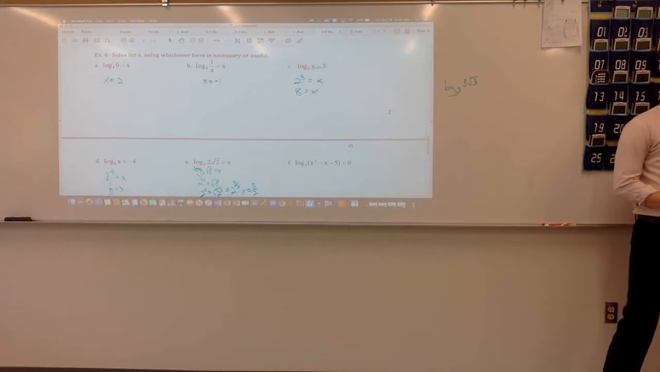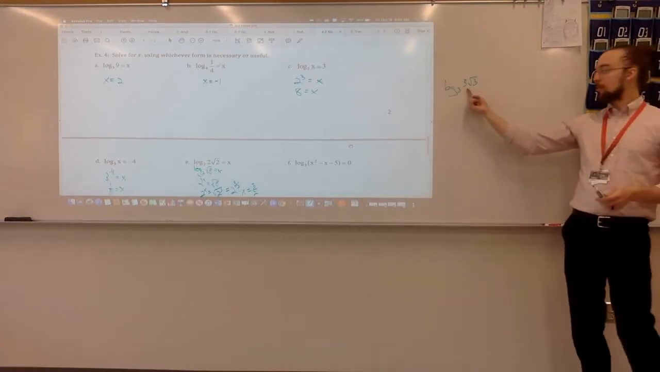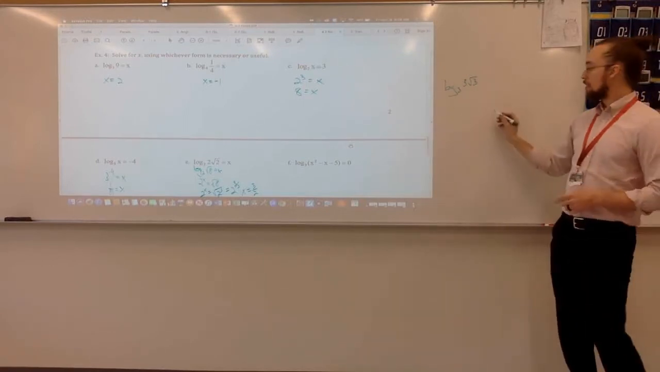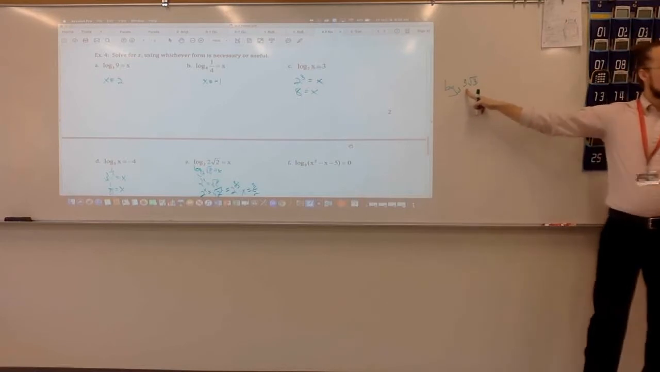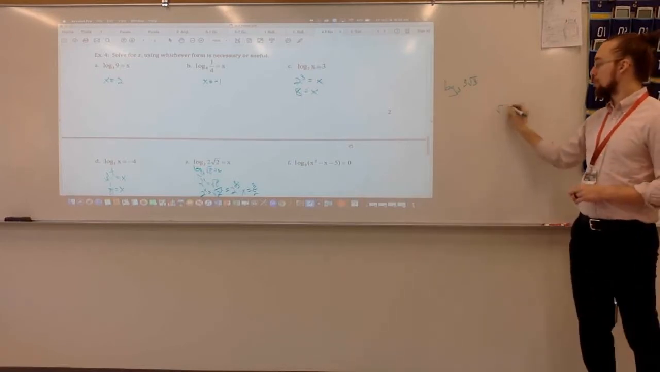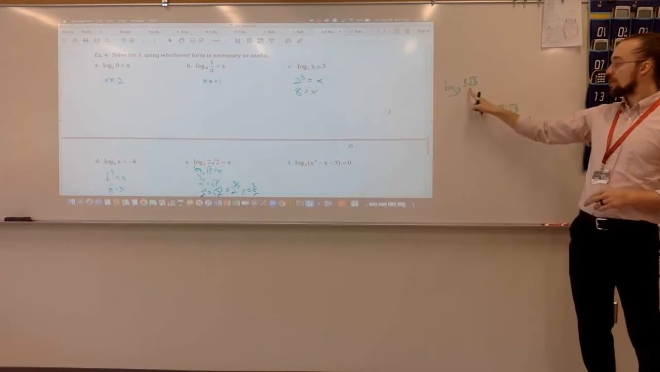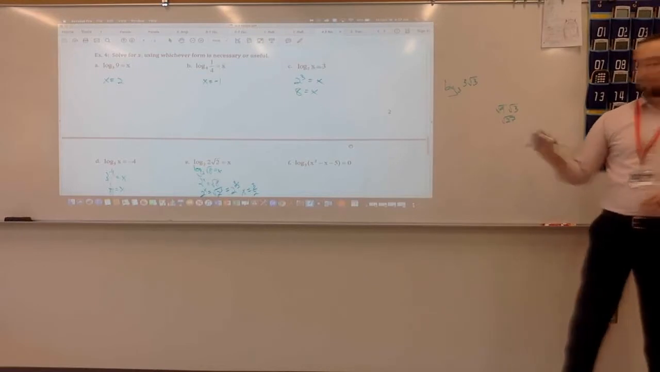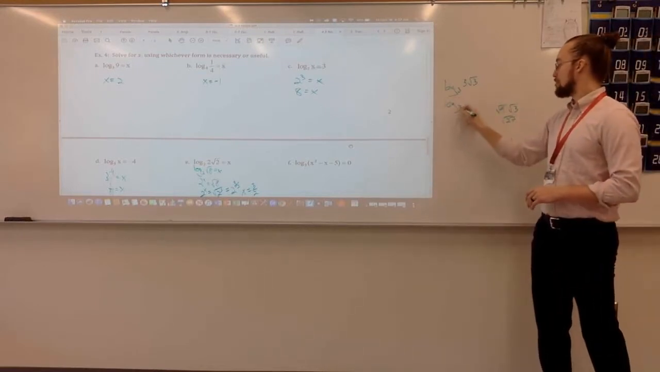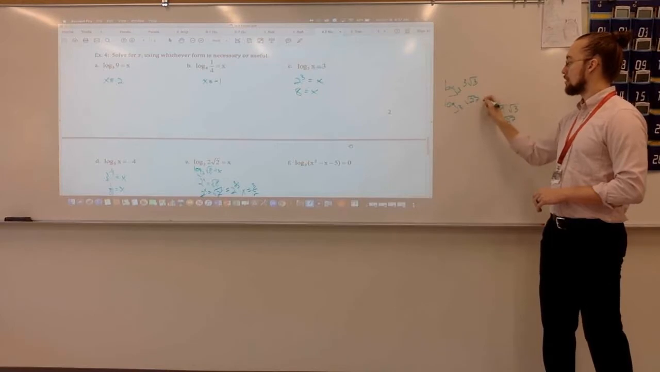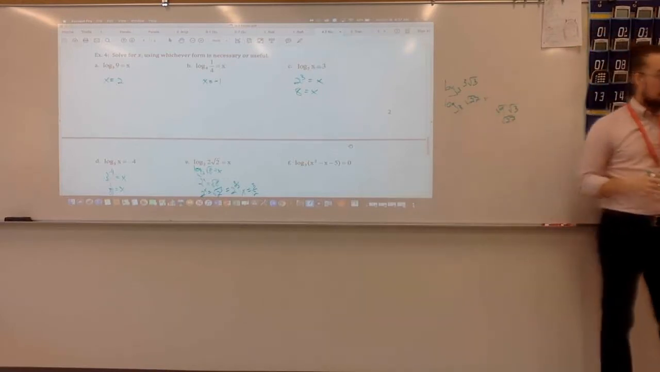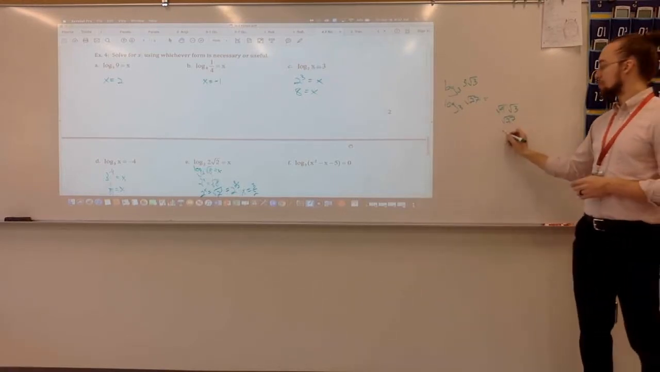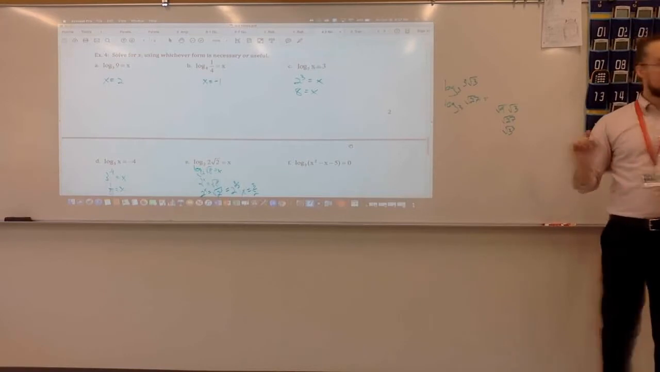So how could I rewrite this as a single radical? 27, right? Because I could rewrite 3 as the square root of 9. So I could rewrite this as the square root of 9 times the square root of 3, which would be the square root of 27. So I could say log base 3 of the square root of 27 equals what? The answer is 3 halves, because I can rewrite 27 as 3 to the third power.